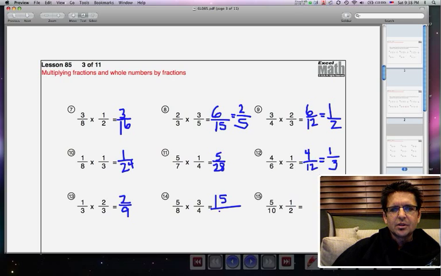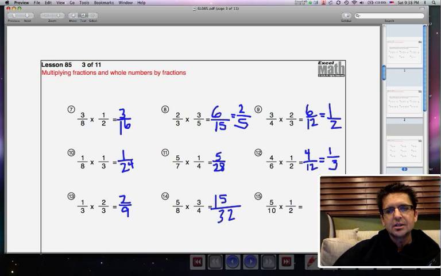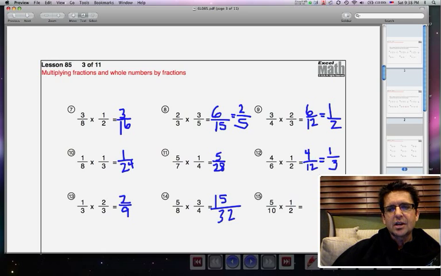8 times 4 is 32. And what can I divide 15 by? I can divide it by 5, but I can't divide 32 by 5. I can divide 15 by 3, but I can't divide 32 by 3 because 11 times 3 is 33, so that won't work. I can divide 15 by 15, but I can't divide 32 by 15. 15 times 2 is 30, so that is a simplified fraction.